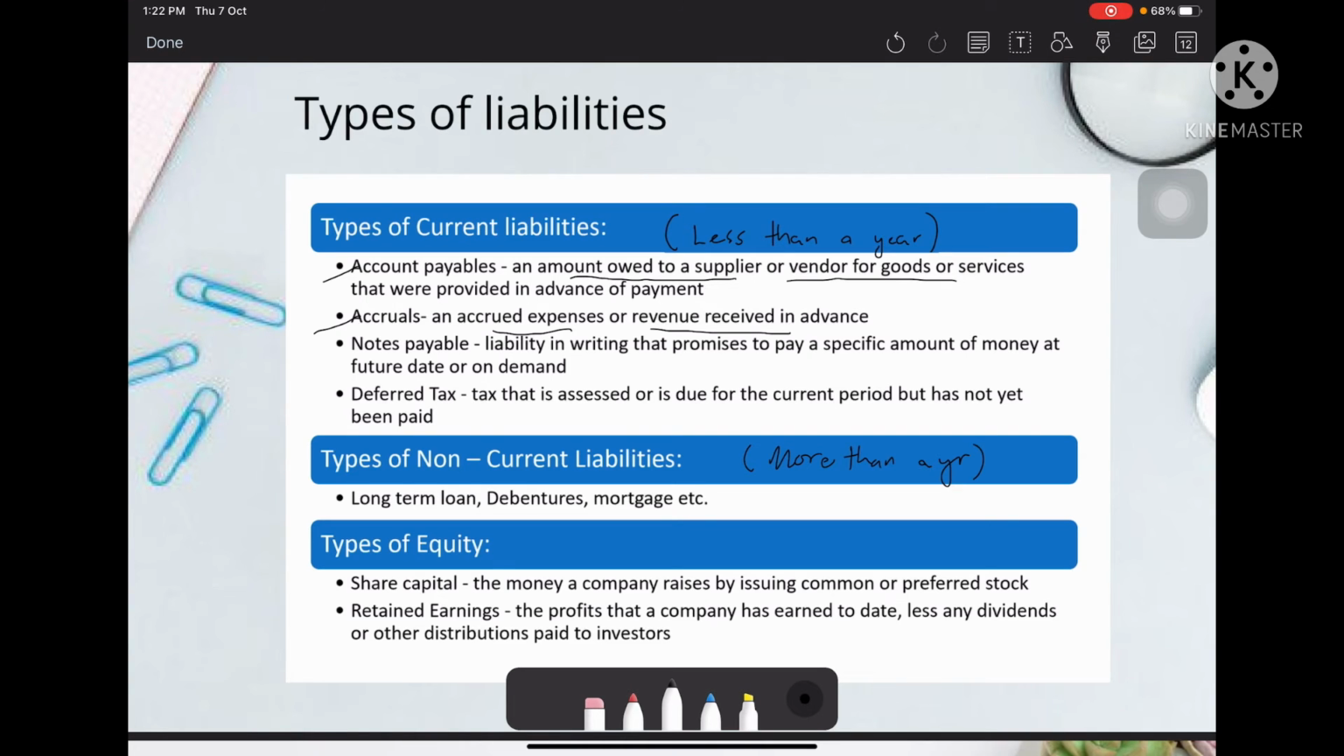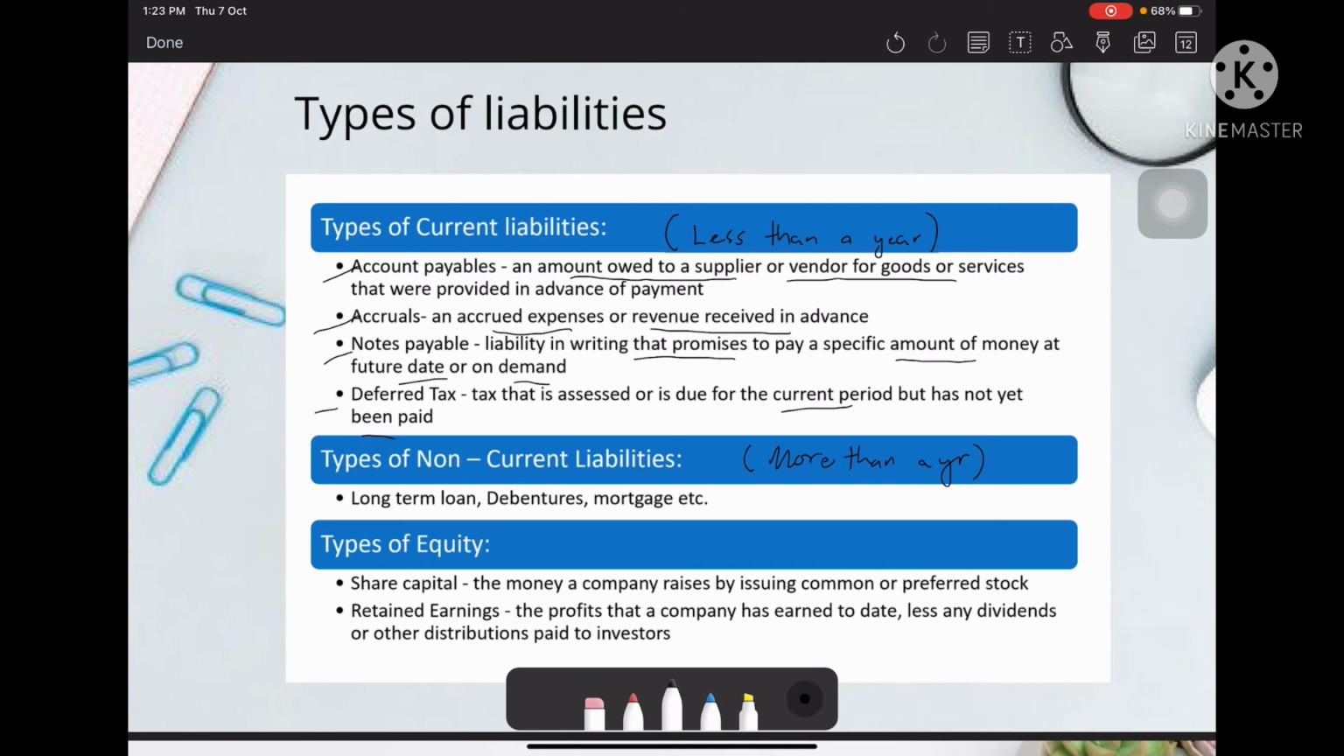Alright. And then notes payable is a liability in writing that promises to pay a specific amount of money at a future date or on demand. So ini the short term loan lah. And then the last one is the deferred tax, that is tax assessed or due for the current period but has not yet been paid. So this one is basically the tax for this year, but normally will be paid in the next year.